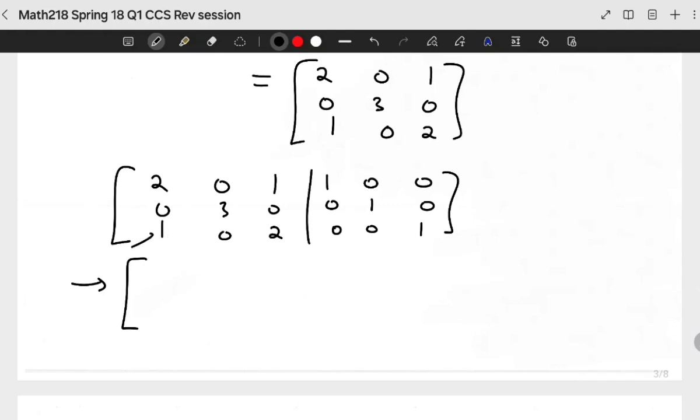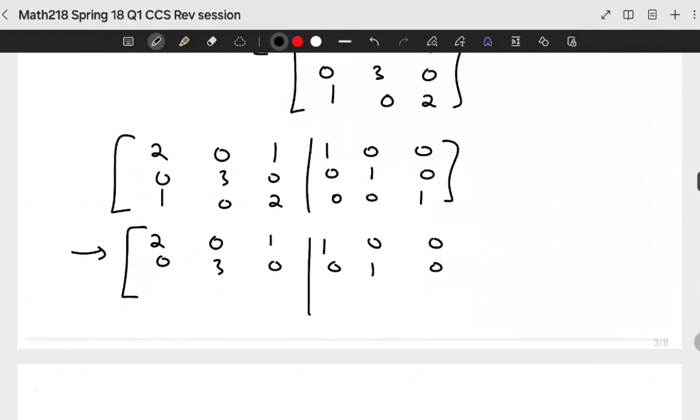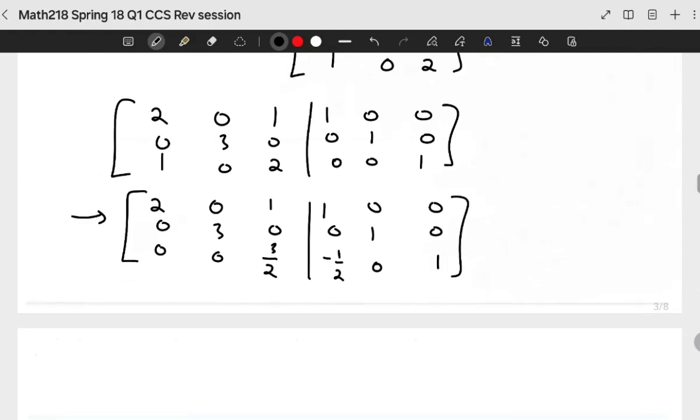So first of all, I want to get this to be 0, so I'm going to multiply this by minus half and add it. So 2, 0, 1, 1, 0, 0, 0, 3, 0, 0, 1, 0, 0, and if I multiply this by minus half, this would be 3 over 2, and then this would be minus half, this would be 0, and this would be 1.